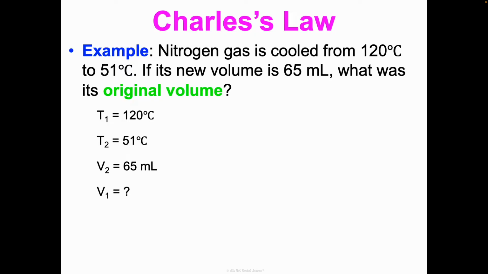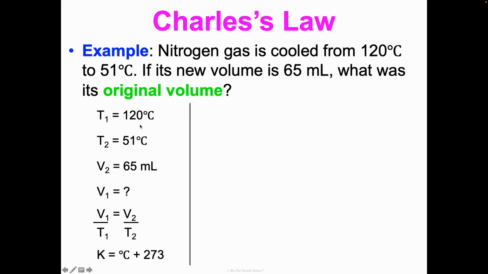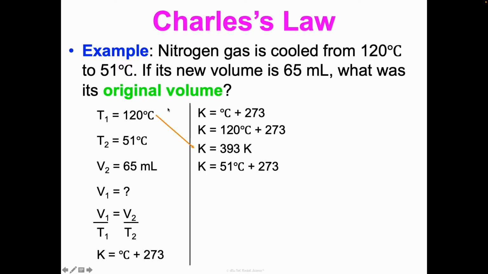Now, let's diagnose. We have temperatures and we have volumes. If you look at your reference sheet, what's the only equation with temperatures and volumes? It's Charles's law, V1 over T1 equals V2 over T2. Remember, you cannot put temperature in any of these equations in Celsius. It has to be Kelvin. So we also need to use the conversion equation to convert these temperatures into Kelvin. 120 plus 273 gives me 393 Kelvin, and 51 plus 273 gives me 324 Kelvin. Those are the temperatures I'm going to work with.